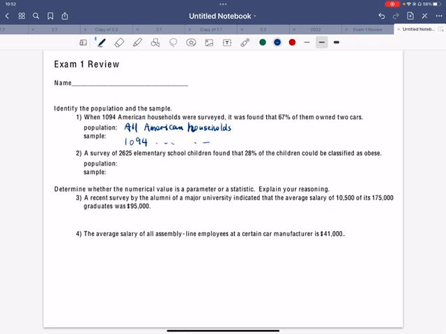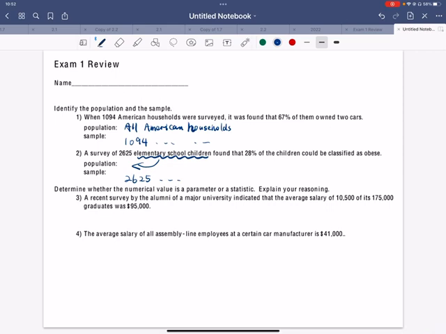Same thing here for the second question. Elementary school children will be the population, all elementary school children, and the 2,625 elementary school children will be the sample. All right, moving on.